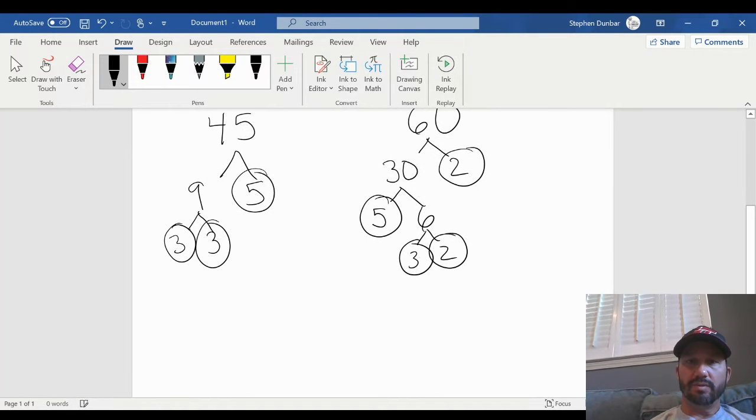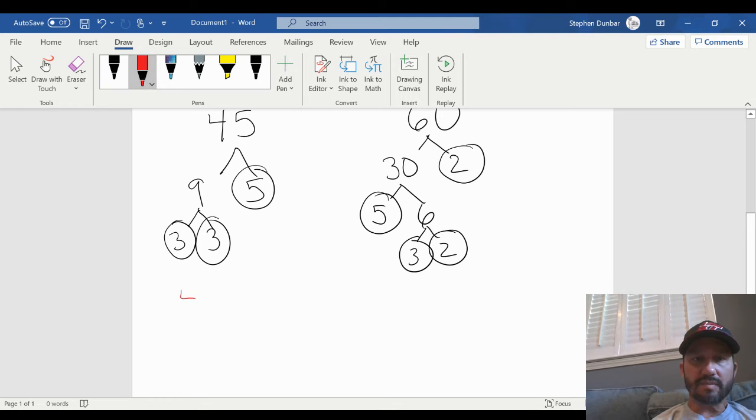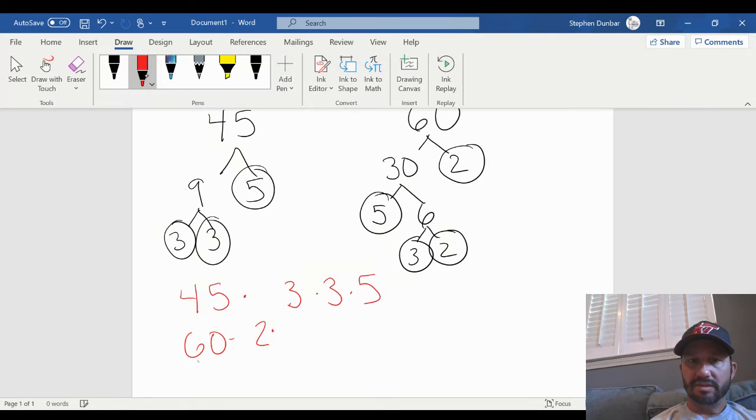So what we're going to do now is list them. When you have 45, you're going to put the factors in numerical order, and I like to be able to pair things up. I have 3 times 3 times 5. And for 60, we have 2 times 2 times 3 times 5. When I say pair them up, I want these things lined up together.